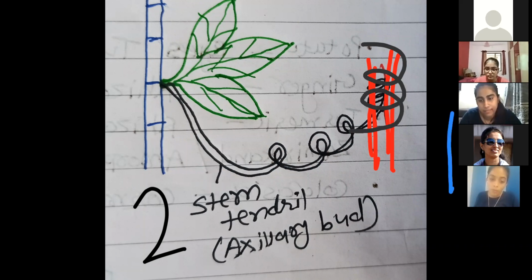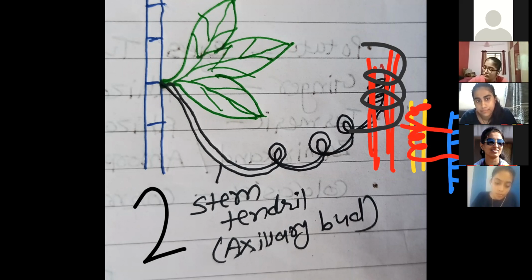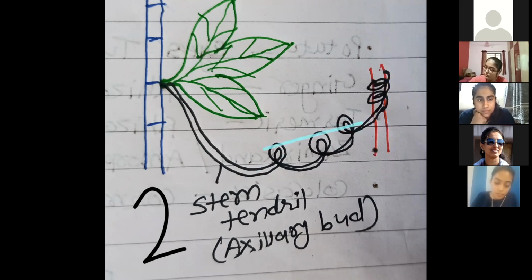Suppose this is one plant which has a weak stem. Over here the leaves are present. From the axil, that spirally coiled structure, the tendril, arises. Over here, one support is present, and the same on the other side also. So this tendril twines around over here, and then from here it comes to here. By this way, it gets the support from the supporting plant, and it can grow erectly. That's why these are known as stem tendrils, an axillary bud modification which helps in climbing.